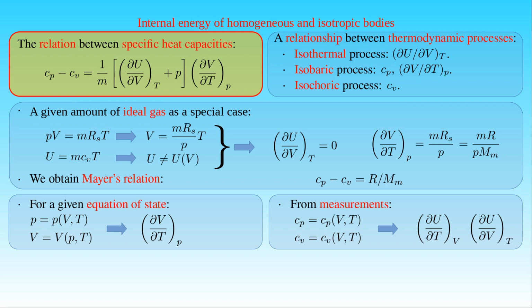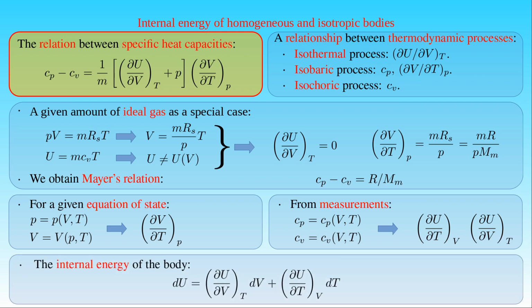Now we have all the information to determine the internal energy of the body. The total differential of the internal energy U as a function of the volume V and the absolute temperature T can be written as the partial derivative of the internal energy with respect to the volume for a constant temperature times the differential of the volume, plus the partial derivative of the internal energy with respect to the temperature for a constant volume times the differential of the temperature. Since we have determined the partial derivatives in this expression, the differential is also determined. By integrating this expression, we obtain the internal energy of the body as a function of its volume and its absolute temperature.